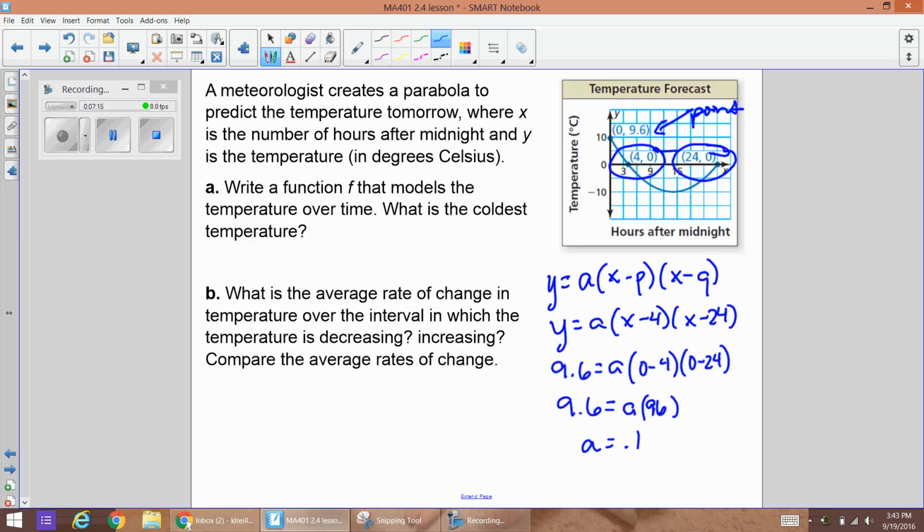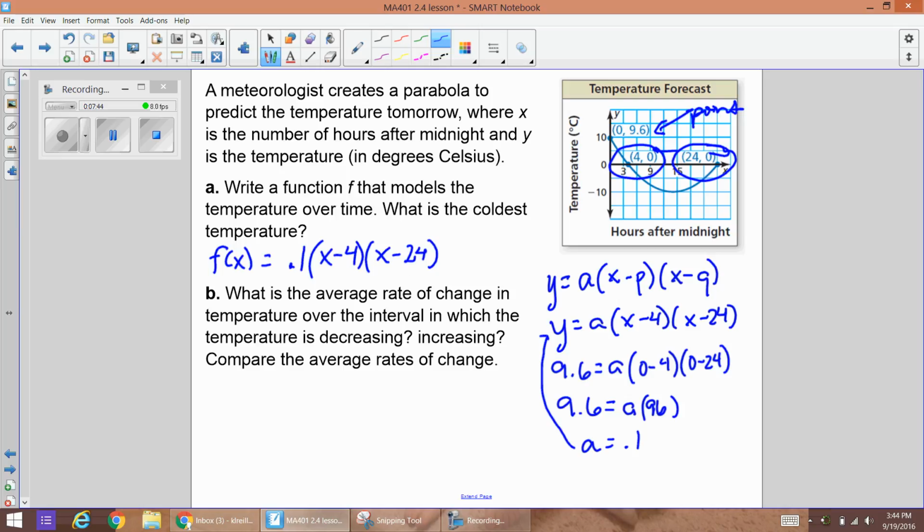Okay, so now I'm going to write that up here because that is going to be the function. So f of x is a, 0.1, and then x minus 4 and the x minus 24 go in our parentheses here, and that's done. Now it says, what is the coldest temperature?